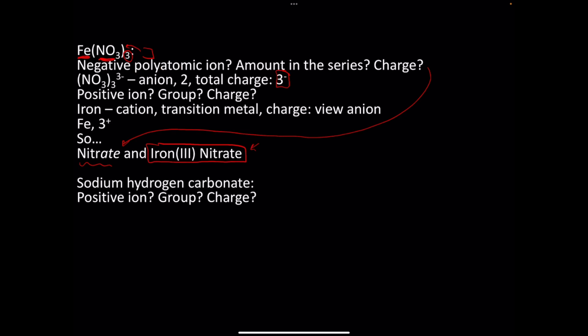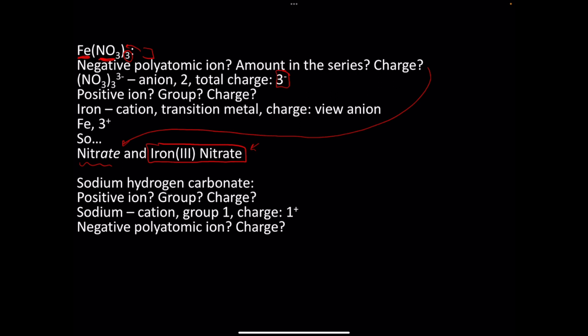Now, what if we go the other way? Now we have sodium hydrogen carbonate. So here we've got to see the positive ion. That is sodium, which is in group 1. So we already know the charge that it has a tendency to create, which is +1. Then we can look at the negative polyatomic ion and its charge, which hydrogen carbonate is HCO3 from that table. And it has a total charge of -1. So these combine in a ratio of 1 to 1.